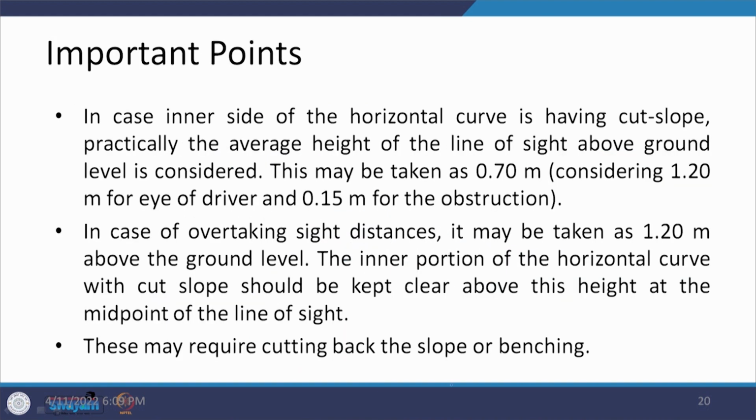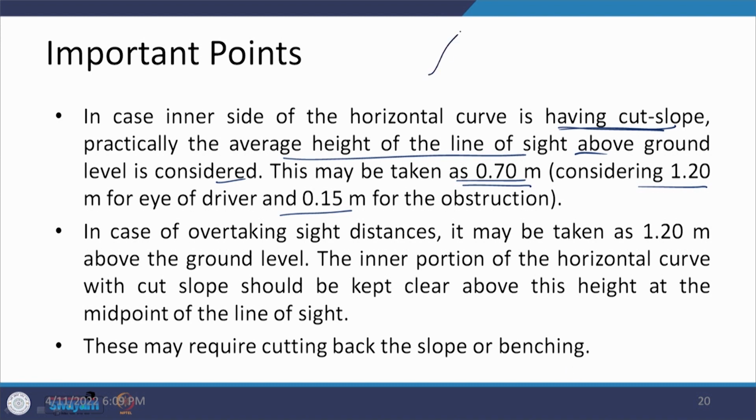Now, there are a few points related to this. In case the inner side of the horizontal curve has a cut slope, then the average height of the line of sight above the ground level is considered as 0.7 meters. It is taken with respect to 1.2 meters and 0.15 meters of an obstruction, so 1.35, and the average of that is 0.7 meter.